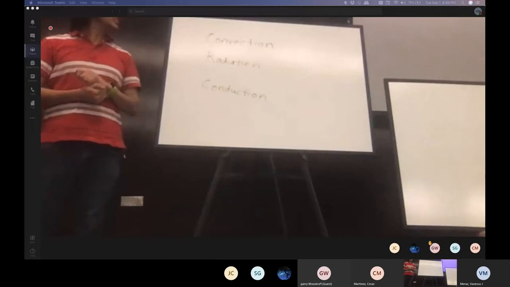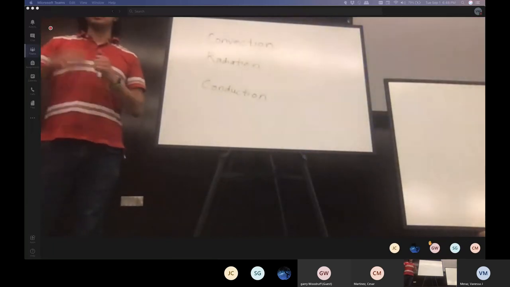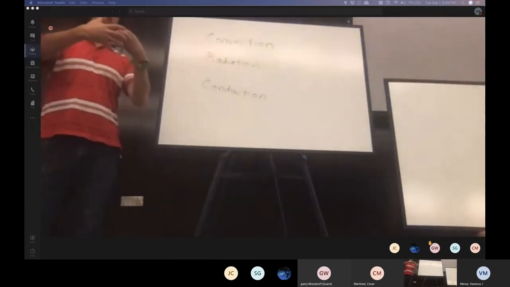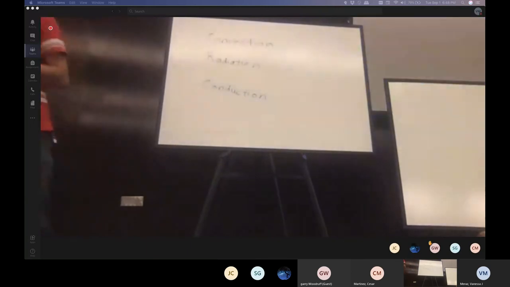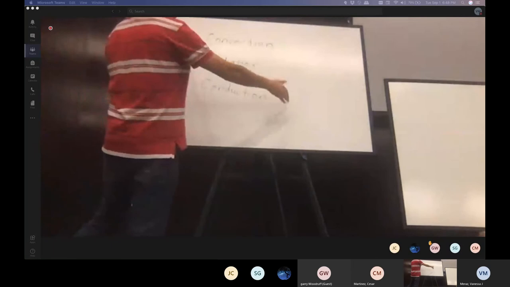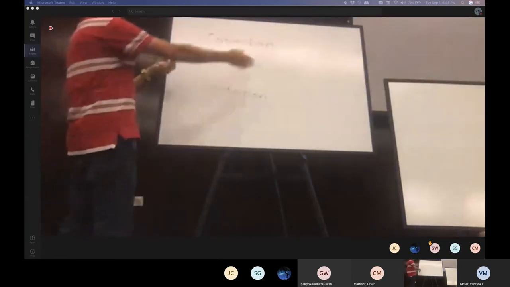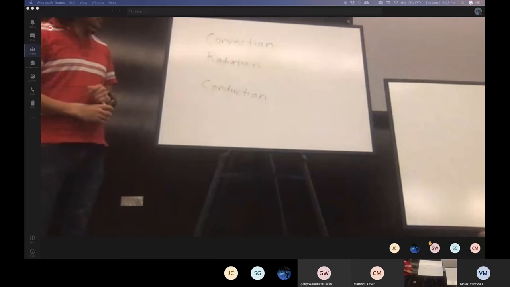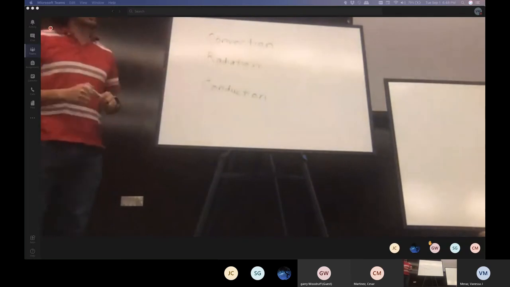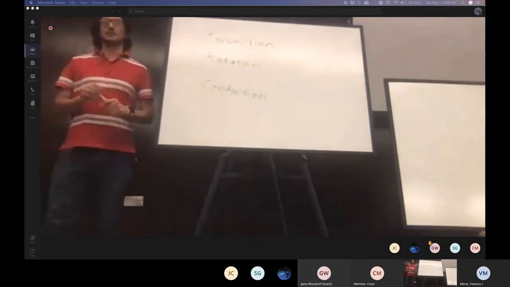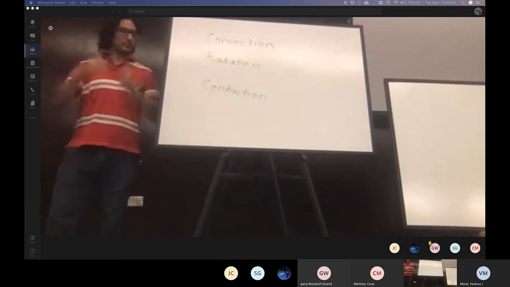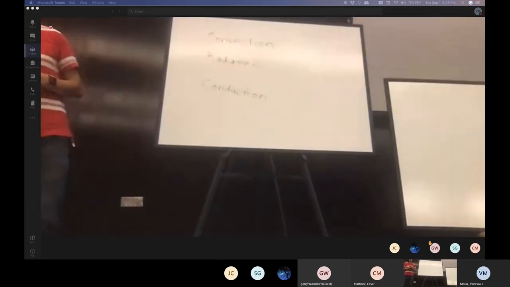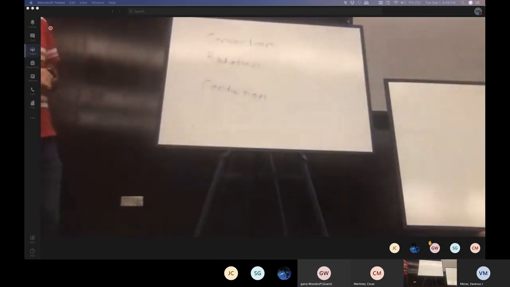Absorption and emission, right? So you have a photon that can be absorbed by your atom. So that will be radiation. And if there is no matter, then it just moves through space. So which one do you think is the most important in stars? The main mechanism of moving energy around? Convection? That's a good one.